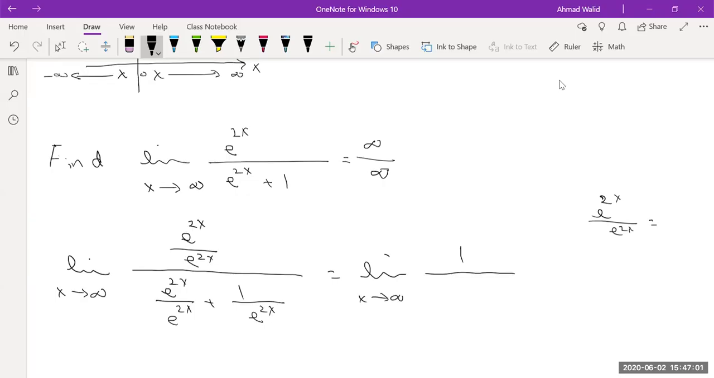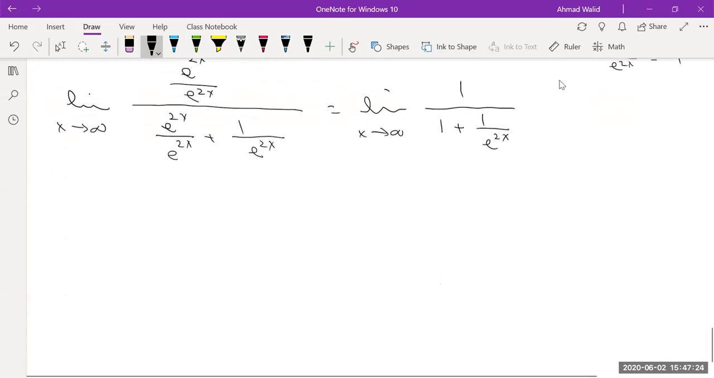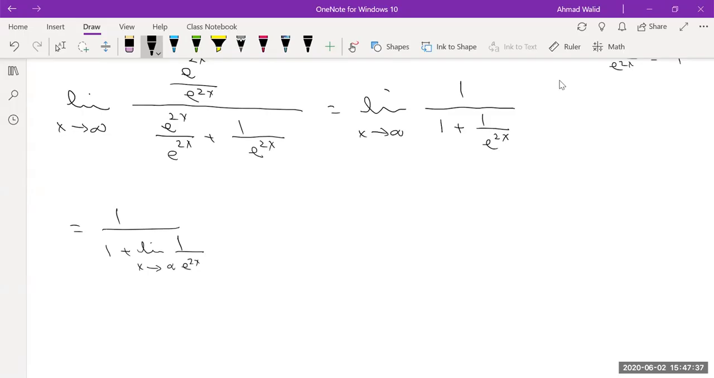They give me nothing. Nothing is not an algebra, correct? E to the power of 2x over e to the power of 2x gives you always 1. Here, e to the power of 2x divided by e to the power of 2x is 1, plus 1 over e to the power of 2x. Now let's plug in infinity there. If you plug in infinity, it gives you 1 over 1 plus limit of 1 over e to the power of 2x as x approaches infinity.